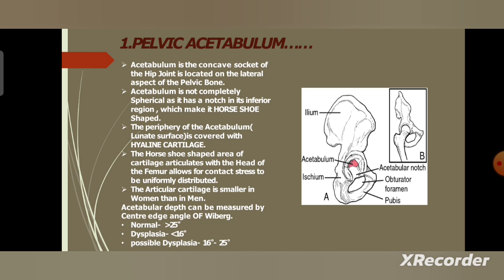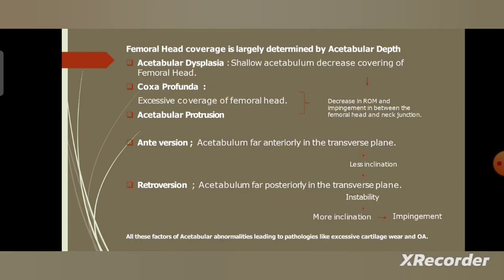The articular cartilage is smaller in women than in men, and the acetabular depth can be measured by the center edge angle of Wiberg. In a normal person it is more than 25 degrees, and in the case of hip dysplasia it is less than 16 degrees, and in between, when the range is from 16 to 25 degrees, there can be a possible dysplasia in the hip. And the femoral head coverage is largely determined by acetabular depth.